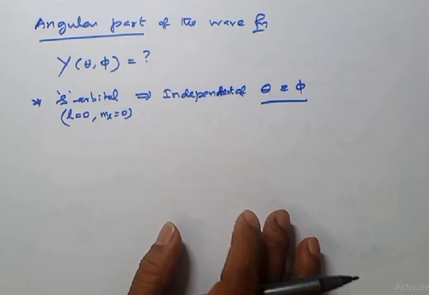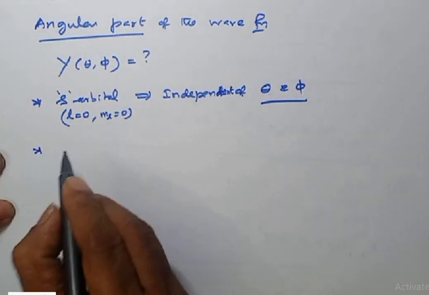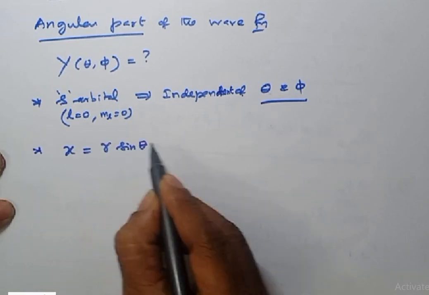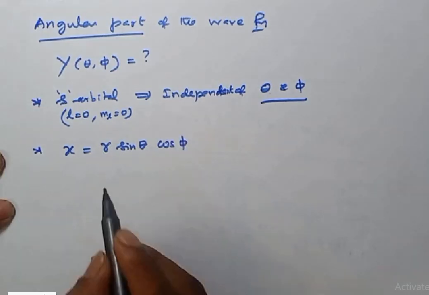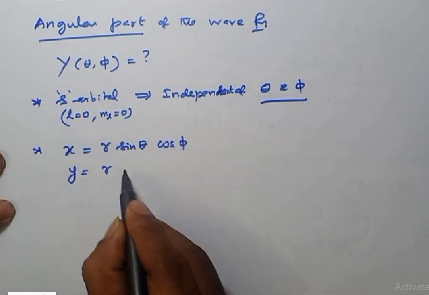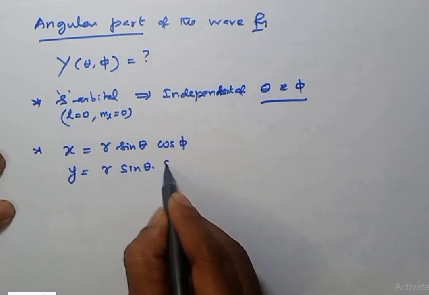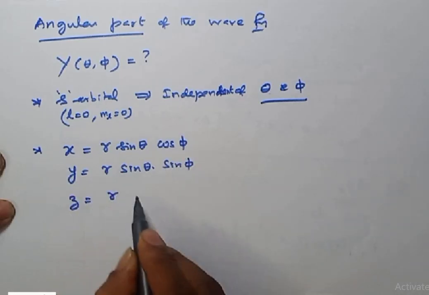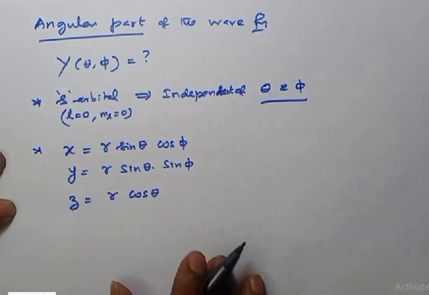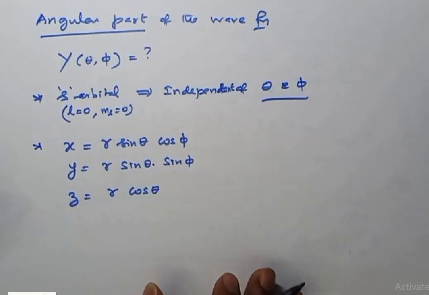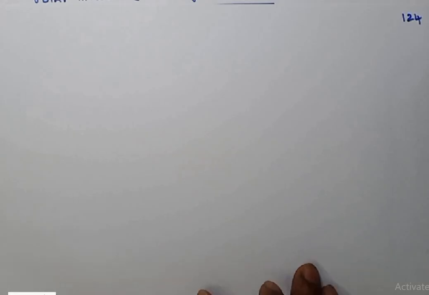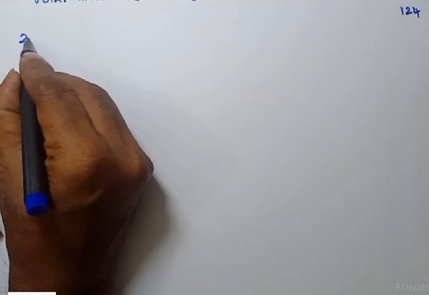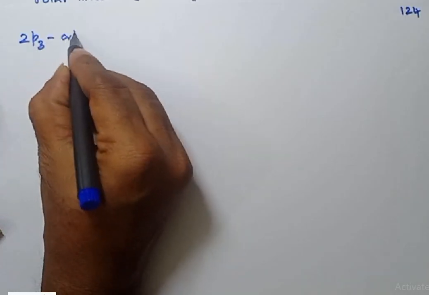This is the first point, and it is very important. Remember this: x is equal to r sin theta cos phi, y is equal to r sin theta sin phi, and z is equal to r cos theta. Remember all these things, very, very important. Now let me take a simple example, say the 2pz orbital.